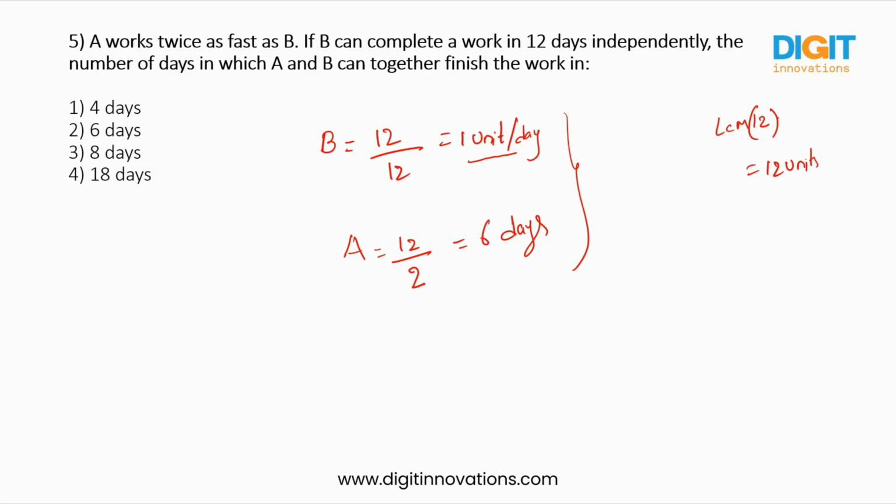And together, how many days do they require to complete the whole work? So total units, we know it is 12 units. And in a single day, A is completing 2 units and B is completing 1 unit. So 12 by 3, it is 4. So together they will take 4 days to complete the whole work.